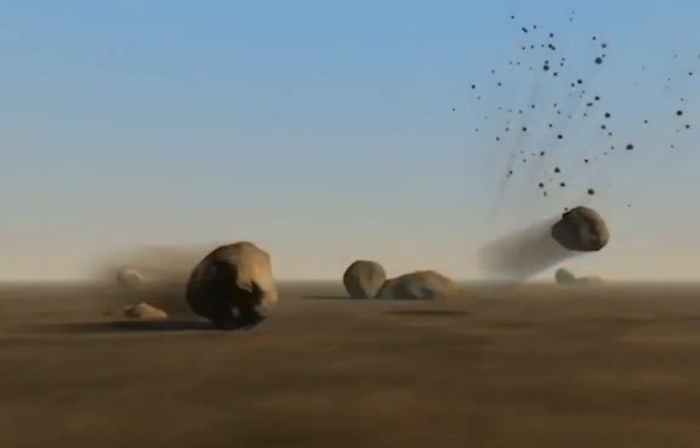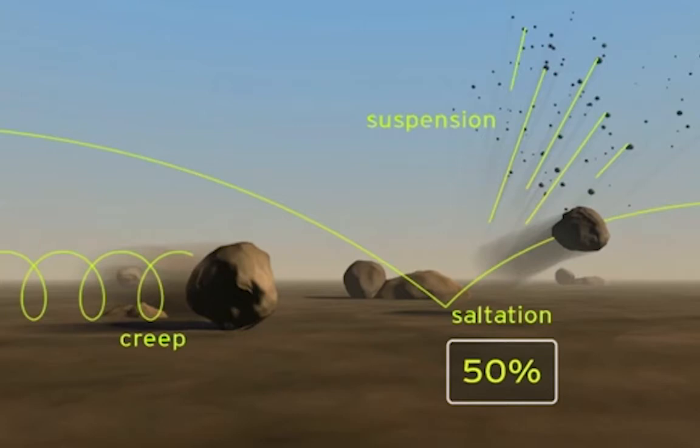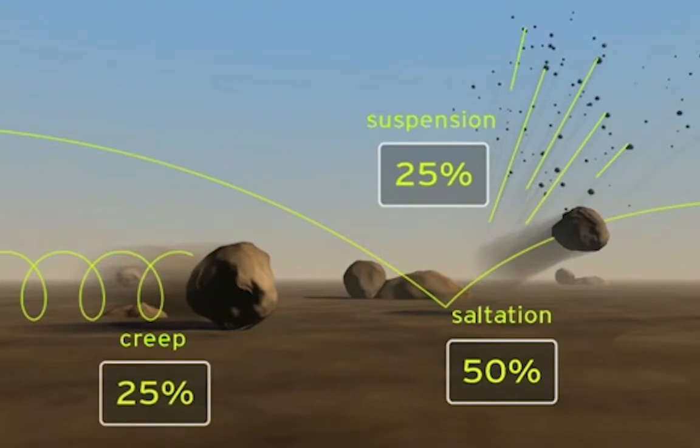There are 3 distinct types of wind erosion: creep, saltation, and suspension. Laboratory studies have shown that more than half of all soil eroded by wind is moved by saltation, with the remainder about equally divided between suspension and surface creep.